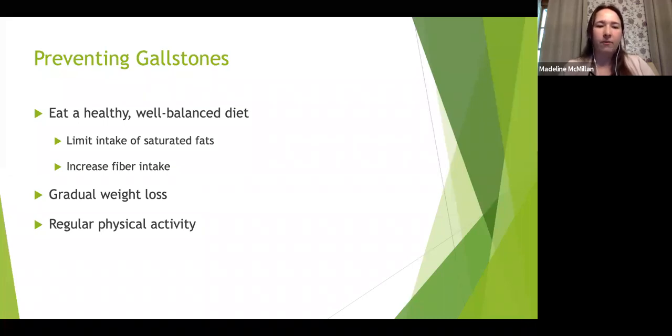And then getting regular physical activity. This doesn't mean that you need to go out and run a marathon or anything crazy like that. Just getting up, walking, maybe doing yoga or Pilates, just low impact physical activity can help prevent the formation of gallstones.